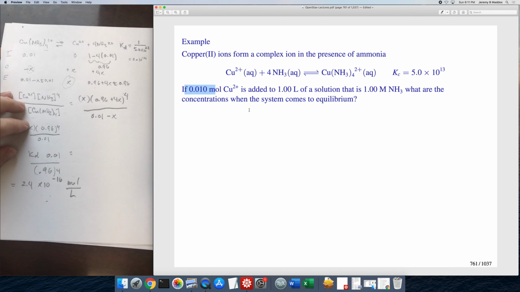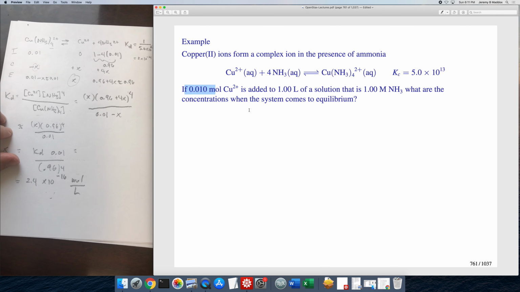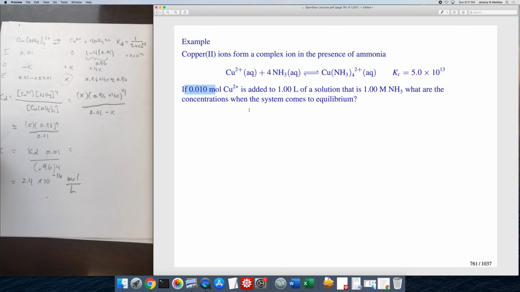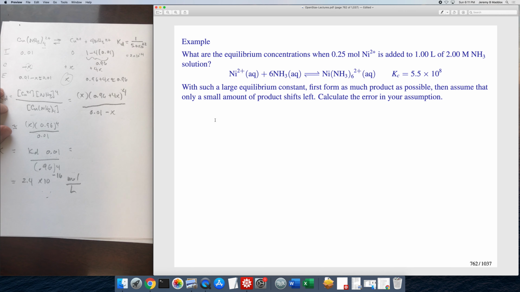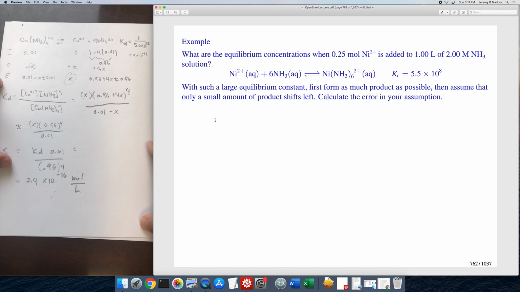And so that's how you do these complex ion problems. I like to work them backwards. Here's another one for you to practice if you wish. I would solve it in exactly the same way, in the sense that I'd turn the reaction around and calculate the reciprocal of the equilibrium constant.